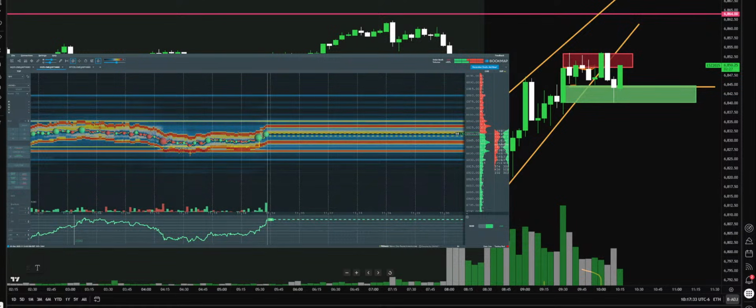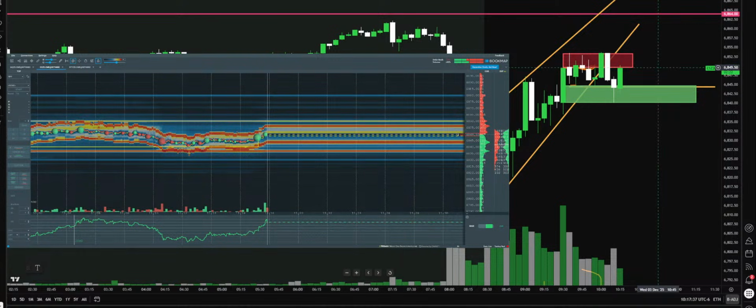Like right now, the CVD is building back up. The CVD is increasing. So it's looking like we're going to have a retest attack of this upper liquidity block right here.